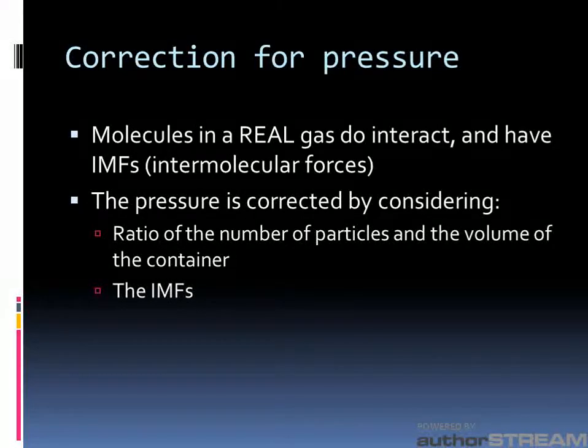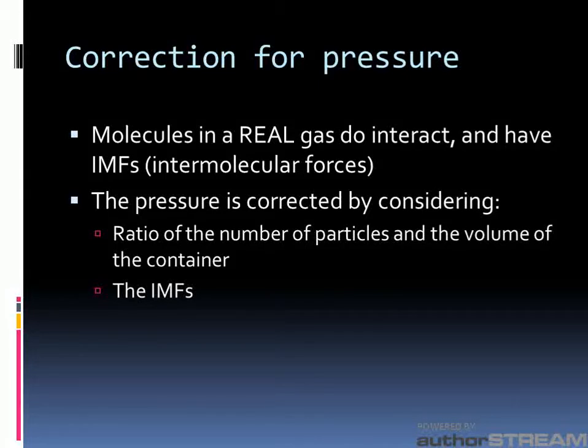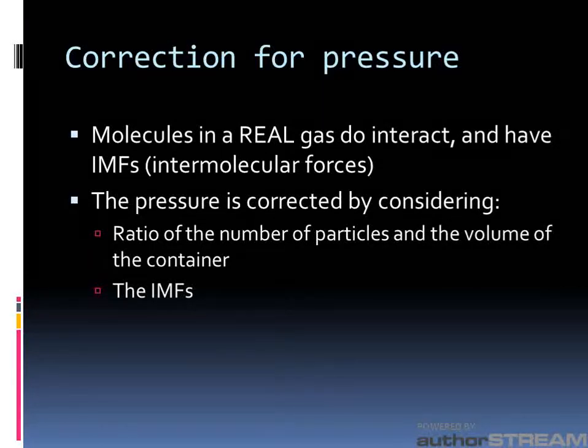The correction for pressure is necessary as the molecules in a real gas do indeed interact. Correction of pressure is made by considering two factors: the ratio of the number of particles and the volume of the container, and the IMFs. The more concentrated the particles, the more collisions there will be. And since different molecules have different IMFs, the larger and polar molecules tend to have stronger IMFs.